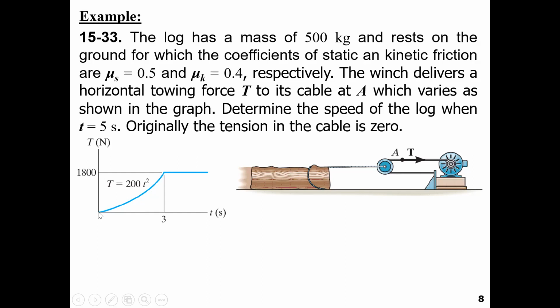And from 0 to 3 seconds, this is how the torque increases: 200 t squared, as t is in seconds. So your force goes from 0 to the maximum of 1800 Newton here, and then it stays like that. The problem gives you the kinetic and the static coefficients of friction, and we want to see how much is the speed of the log after 5 seconds.